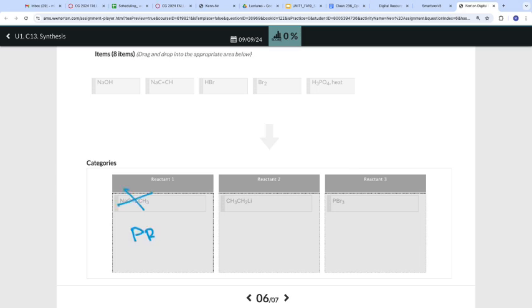PBr3 is our reactant 1, which converts the alcohol into the bromide. Reactant 2 is the sodium acetylide, the sodium triple bond with the hydrogen. And then reactant 3 is HBr. Now we've got all the species lined up where we can set that up.